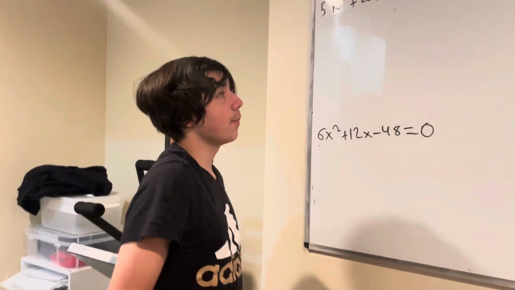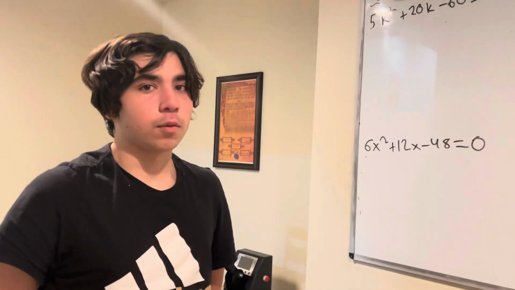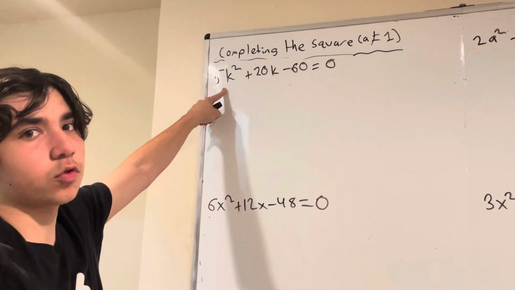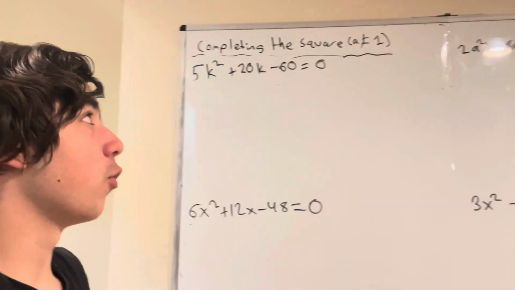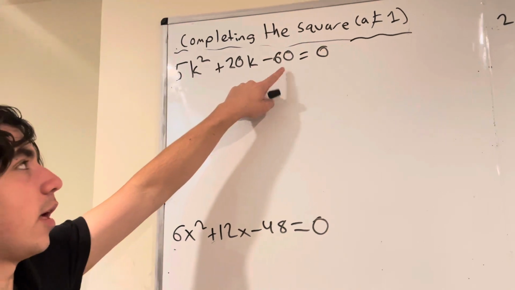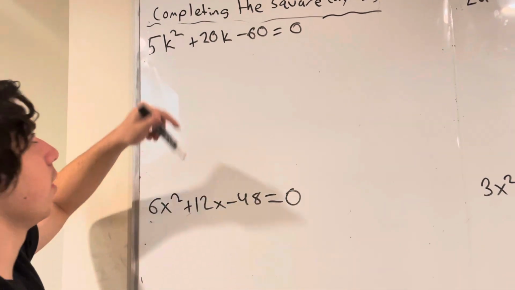Today we're going to be talking about solving an equation by completing the square when the a term, and remember that a term is the coefficient of the squared term, when a is not equal to 1. So first step, again, we put our constant to the other side. We always do that, no matter what.